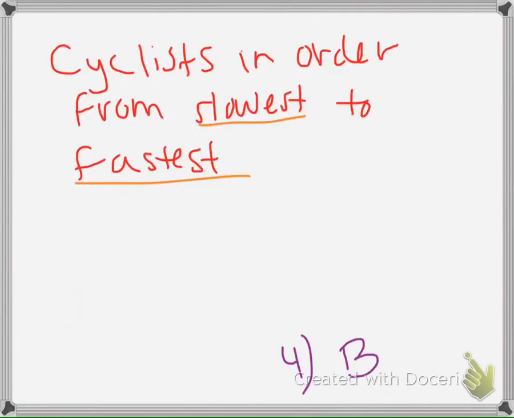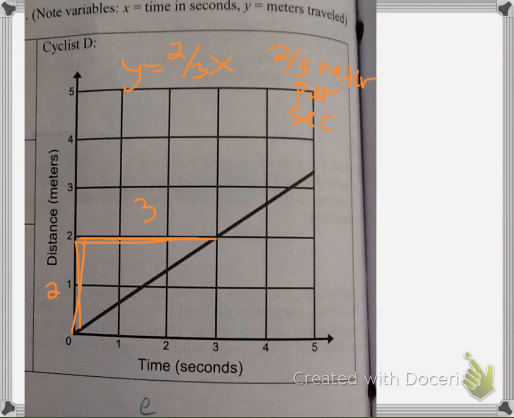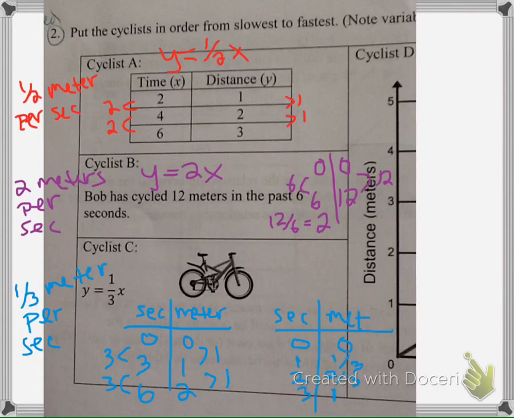So cyclist C is the slowest. And the next would be cyclist A, and then D. So I have slowest is C, and the fastest is B, so go C, A, D, B. Alright, make sure you have all your answers correct and that you have each part of the problem. You should have equations, you should have tables, and I will see you tomorrow.